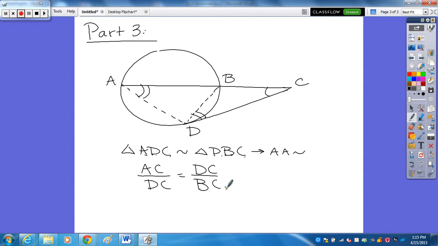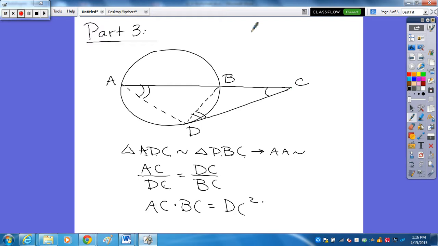Okay. Now I'm going to cross multiply. AC times BC is equal to DC times DC. Now I'm going to simplify that up a little bit. Anything times itself is going to be the square of that value. So DC squared. And so this is the formula we're going to be using.